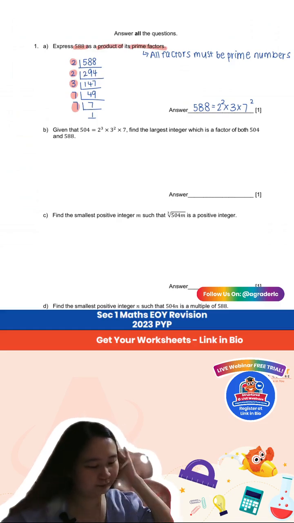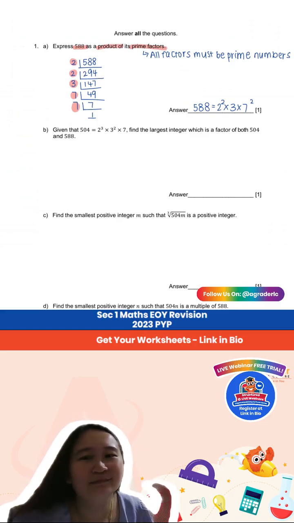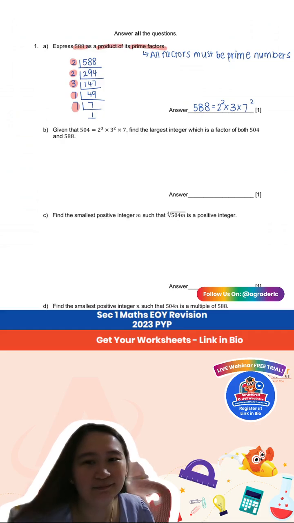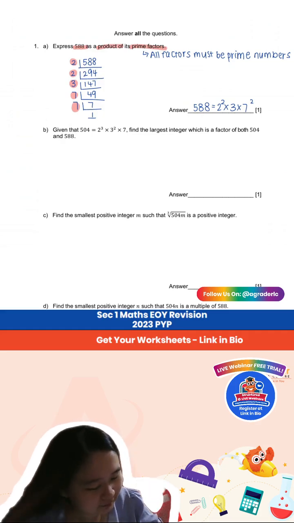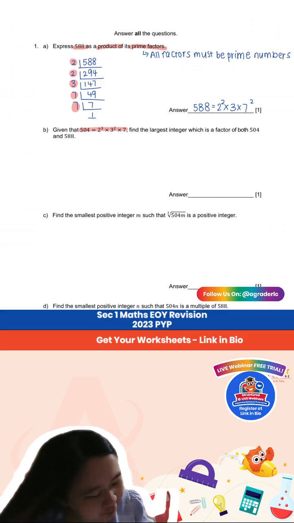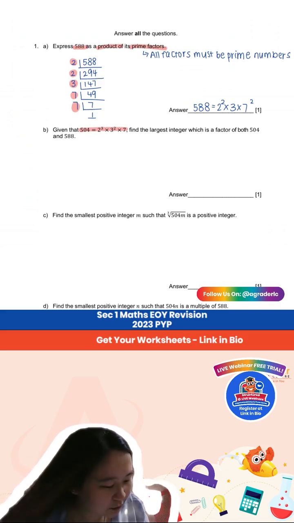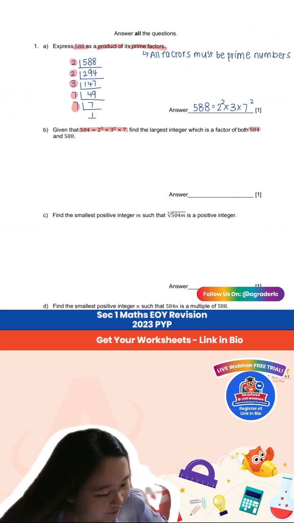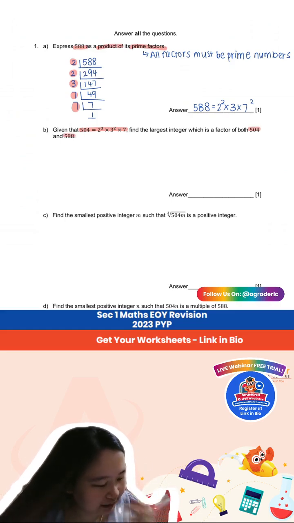Okay? Part B, have you all found the HCF? They tell you that 504 is 2 to the power of 3 times 3 to the power of 2 times 7. Find the largest integer which is a factor of both 504 and 588.